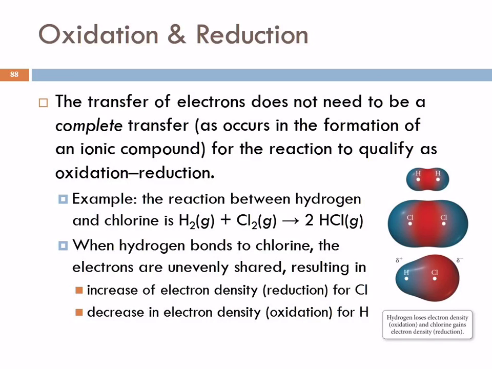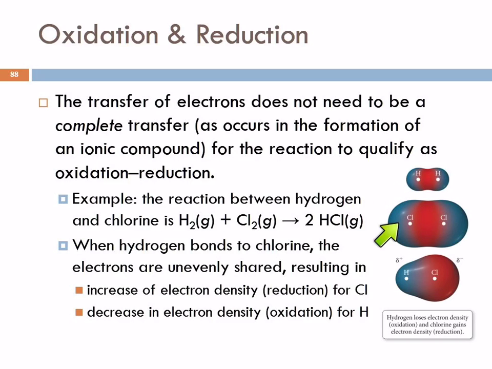When we have a metal and a nonmetal, we have a complete transfer of electrons. But we also have oxidation-reduction reactions involving nonmetals where there is not a complete transfer of electrons. There's an incomplete transfer or a shift in the electron density. If we look at an illustration of a hydrogen molecule and a chlorine molecule, a hydrogen molecule is 2 hydrogen atoms covalently bonded, and the red here illustrates higher electron density. So electron density between the 2 atoms is larger, and between the 2 chlorine atoms is larger.